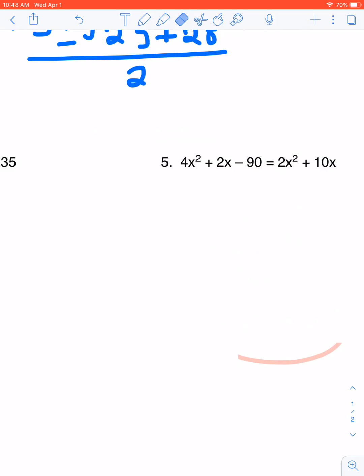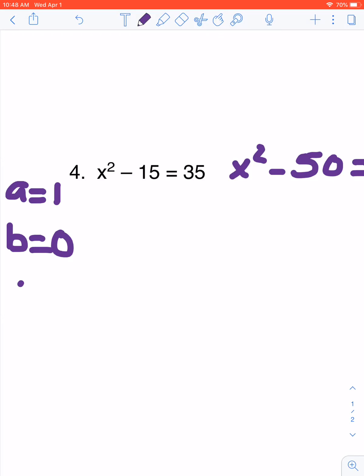So when I do that, I get x squared minus 15 minus 35. So negative 15 minus 35 equals negative 50. So I get x squared minus 50 equals 0. Okay? One side of the equation has to equal 0 first before I can do quadratic formula. And then I'm going to find a is going to be 1, b here is going to be 0. Just like with factoring, it's okay for b and c to be 0, but it's not okay for a to be 0. So that same rule applies.